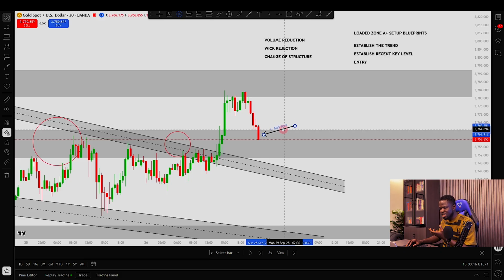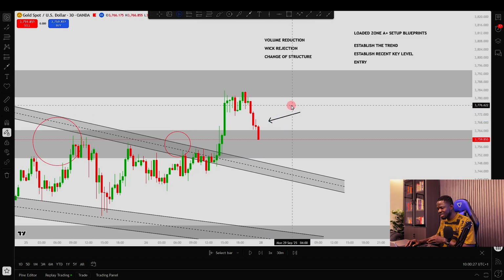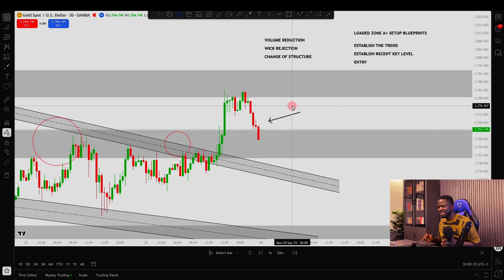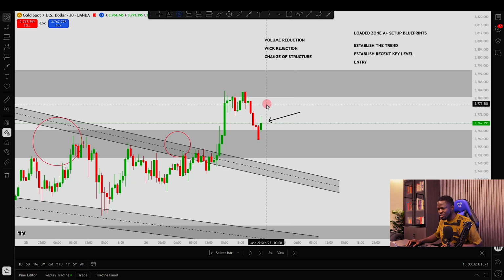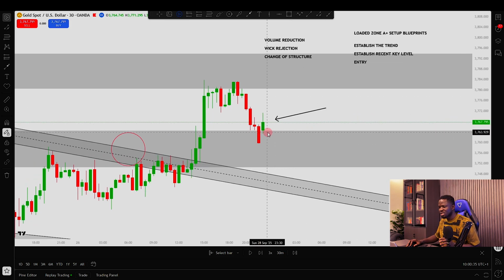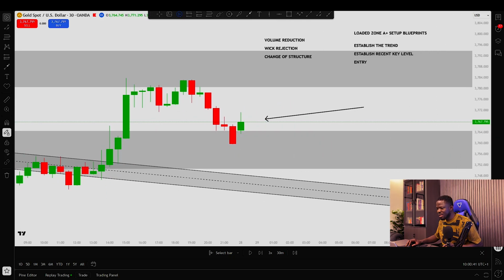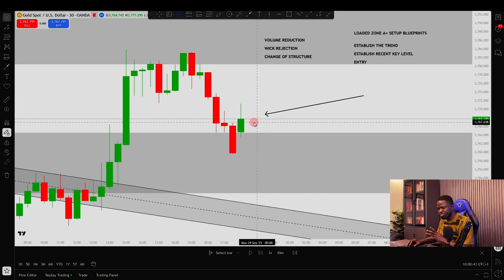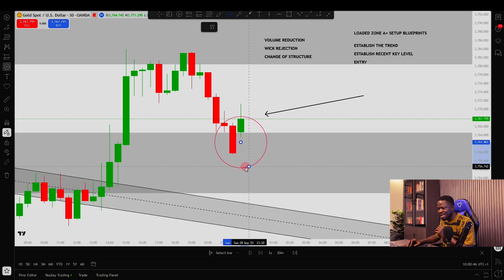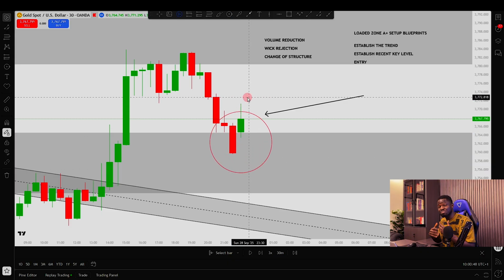So we need to see volume reduction, that the strength of the sellers selling towards our point of interest is dropping gradually before we take any setup in the market. So let's see the next candlestick formation. Now, if you look at the next candlestick formation, it gives us a bullish candlestick pattern, and this candlestick pattern is an inverted hammer. And whenever you spot an inverted hammer at the point of interest, it is a sign that the buyers are warming up to take charge of the market.